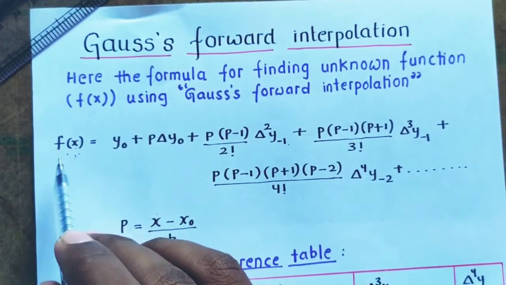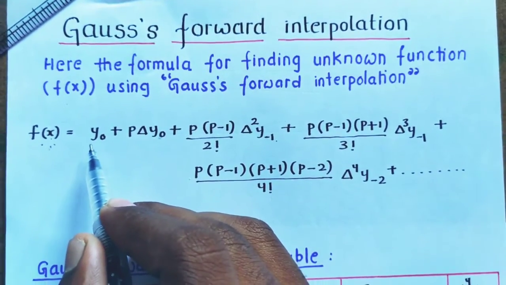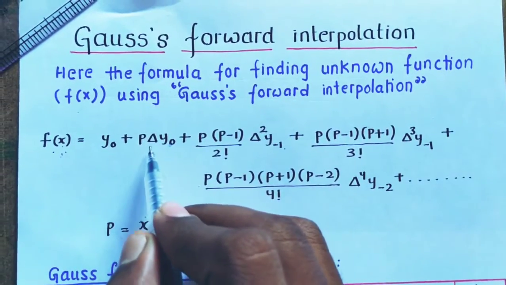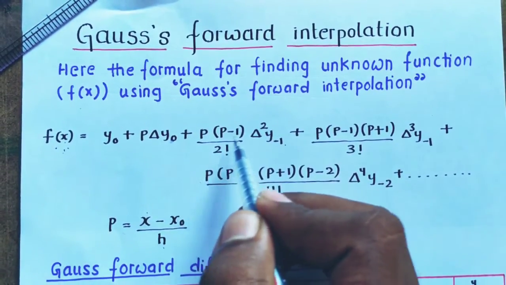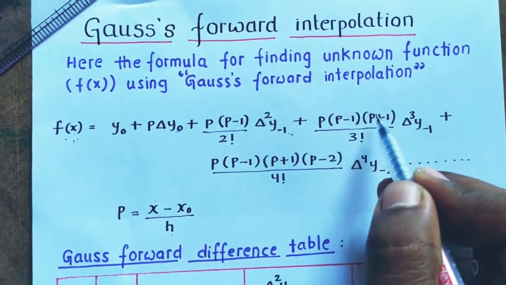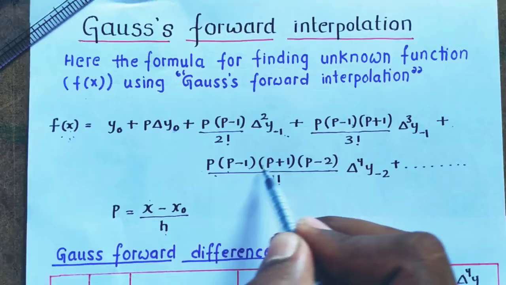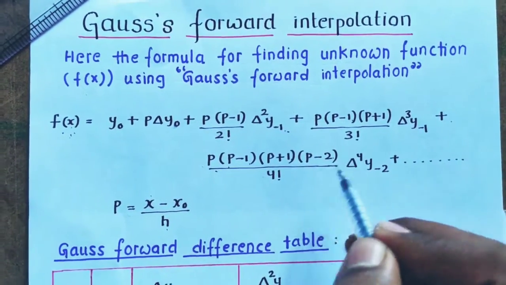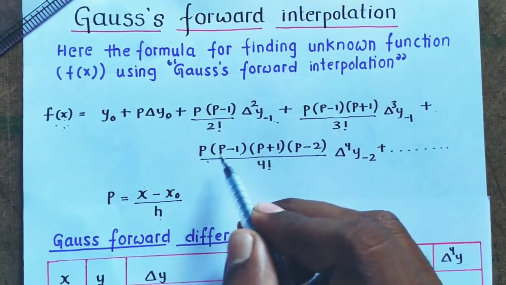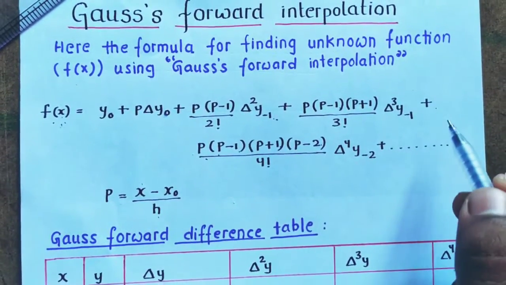Here f of x is the unknown function, and the formula for finding it is y naught plus p into delta y naught plus p into p minus 1 by 2 factorial del square y minus 1 plus p into p minus 1 into p plus 1 by 3 factorial del cube y minus 1 plus p into p minus 1 into p plus 1 into p minus 2 by 4 factorial delta power of 4 y minus 2, and similarly p into p minus 1 into p plus 1 into p minus 2 into p plus 2 by 5 factorial, and so on.